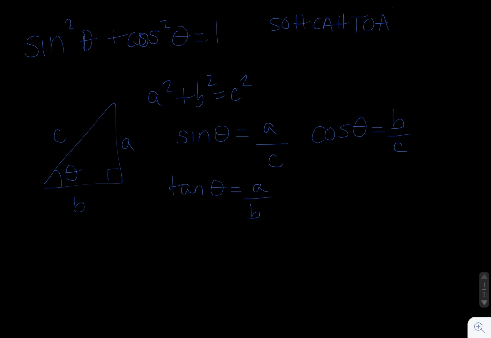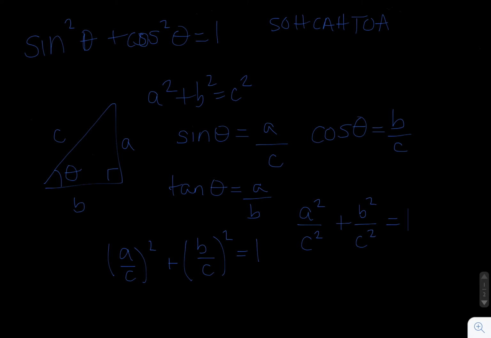So how can we prove that? Well, let's keep exactly what we have here. So sine is what? A over C. So that would mean (A over C) squared plus, what is cosine? B over C. (B over C) squared is equal to 1. Is that true? So A squared over C squared plus B squared over C squared should equal 1.